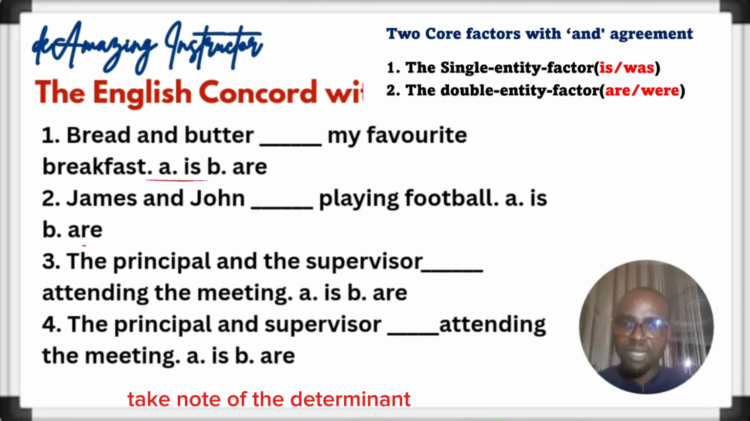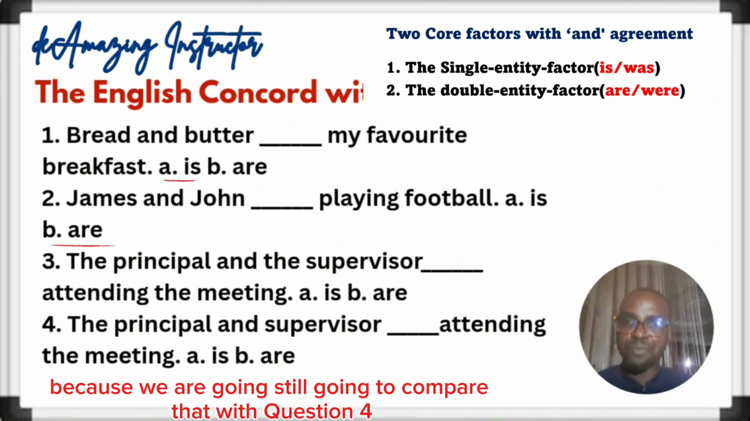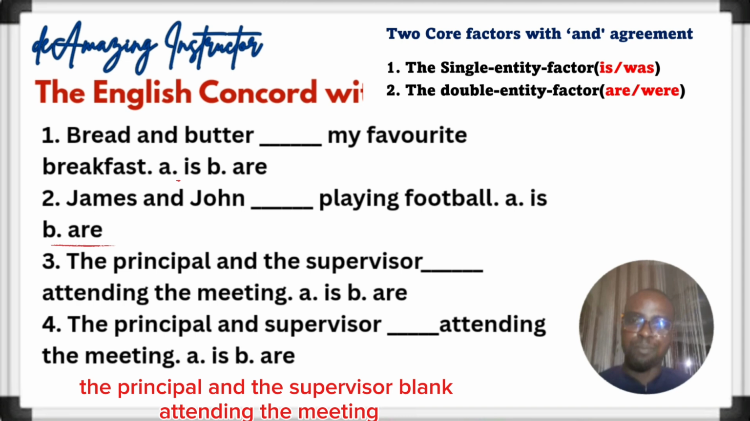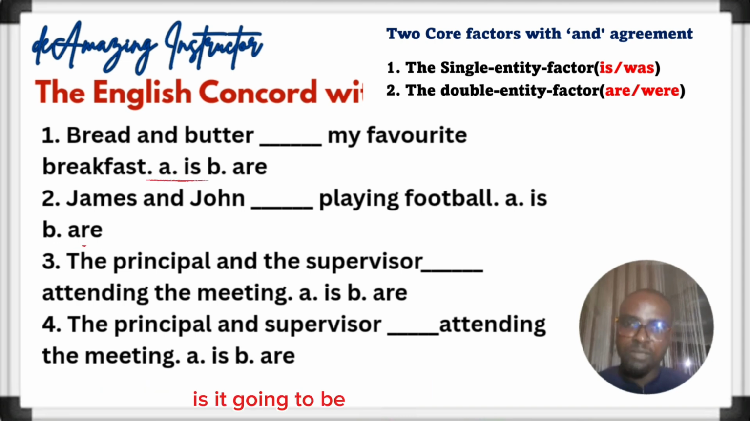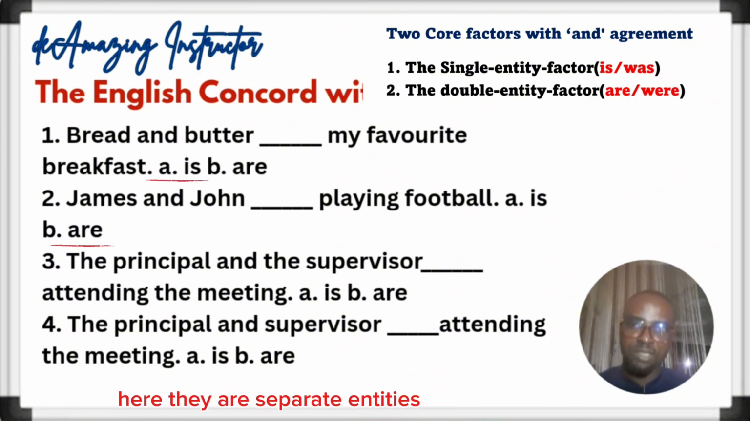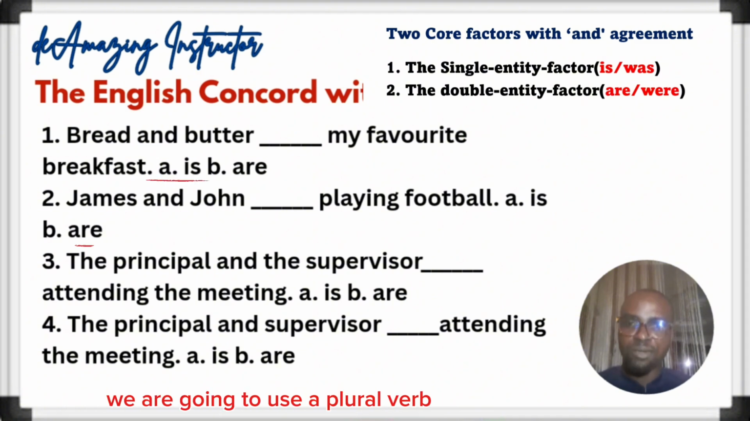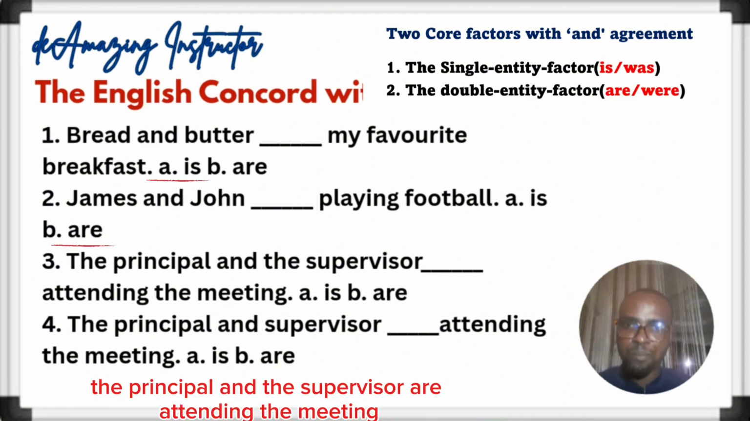Now, question number three: the principal and the supervisor. Take note of the definite article "the" before principal and "the" before supervisor, because we are still going to compare that with question four. The principal and the supervisor blank attending the meeting. Is it going to be "is" attending the meeting or "are" attending the meeting? Now, the principal is not the supervisor here. They are separate entities. It is considered as a double entity factor. So since they are separate entities, we are going to use a plural verb, which is "are". The principal and the supervisor are attending the meeting.